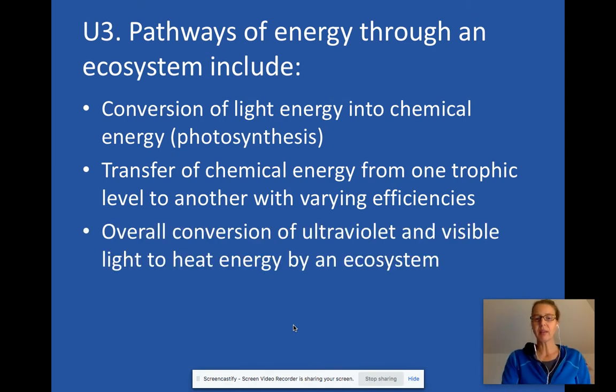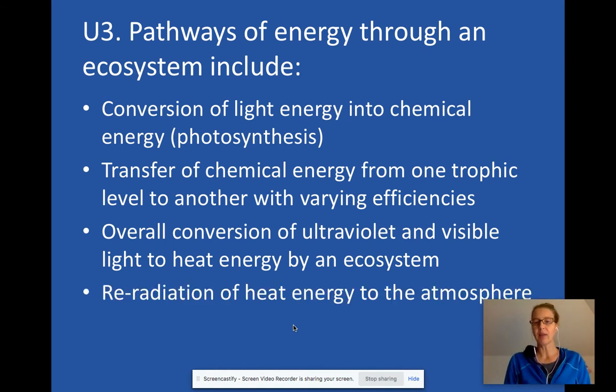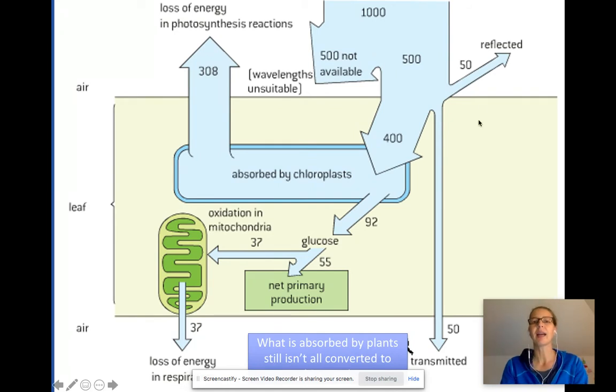Of course, a lot of the energy is ultimately converted to heat by an ecosystem, and a lot of that heat will then be re-radiated back out to the atmosphere. So let's just take a quick look at the fate of light energy coming in. Now, what we're ultimately looking for, what's available in the ecosystem for the food web and for the food chain, is this net primary production. So this is what's going to ultimately be fixed by plants in chemical energy.